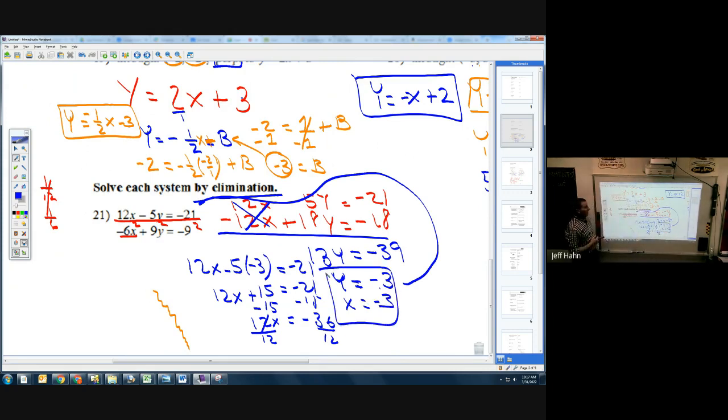By the way, if you wanted to check your work, you could just graph those two lines and see, frankly, if they cross at negative 3, negative 3. There's no way you could get it wrong. Nobody wants to do that because it doesn't work out nicely, but you could. Y-intercept would be what? Negative 3. 21 over 5. Negative 3.